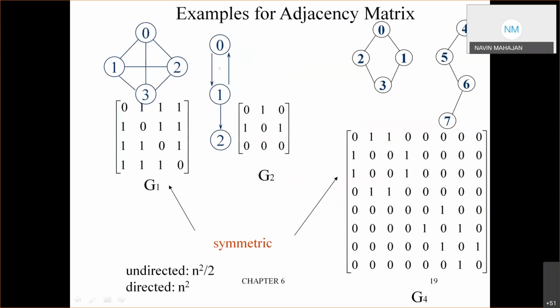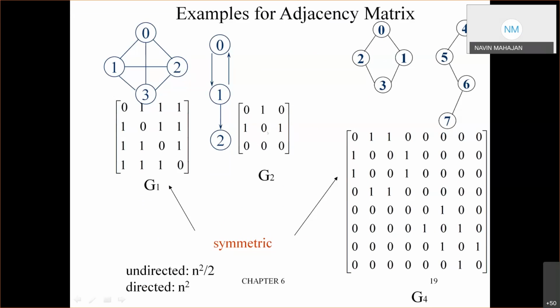For this directed graph, if you see vertex 2, what is the row sum? Row sum is 0. You have to count the number of ones present here. So this is 0, which means the out degree is 0. What about the last column? Column sum is the in degree. So we have 1 here, which means the in degree is 1.